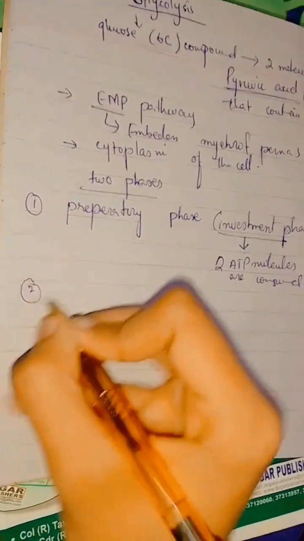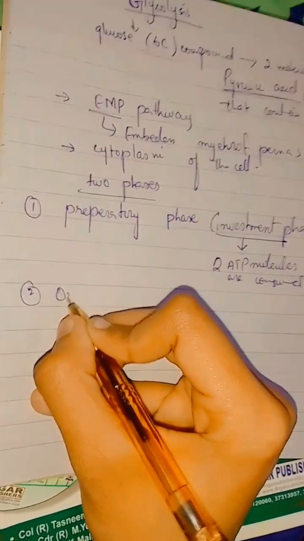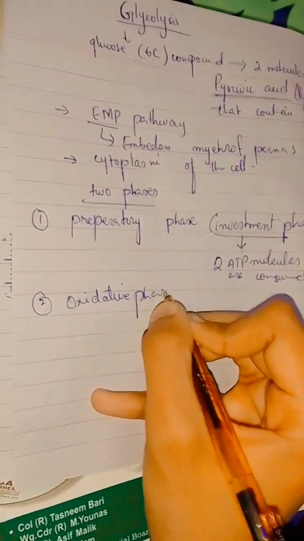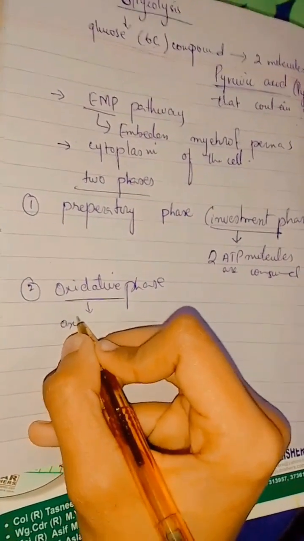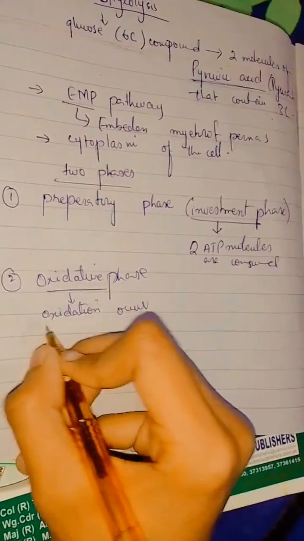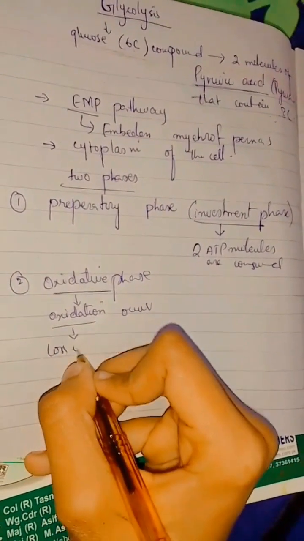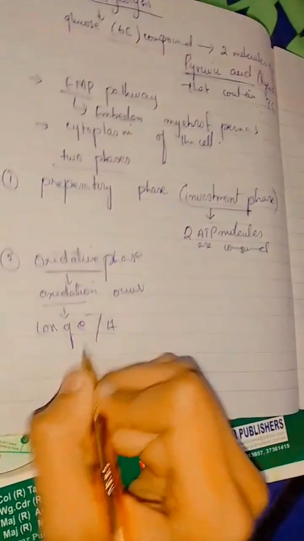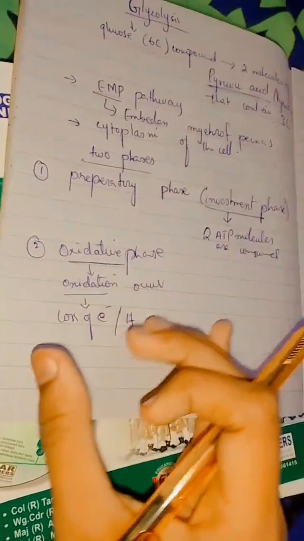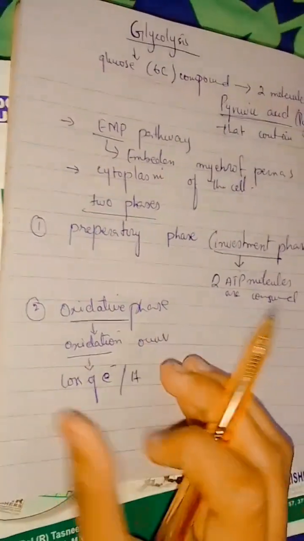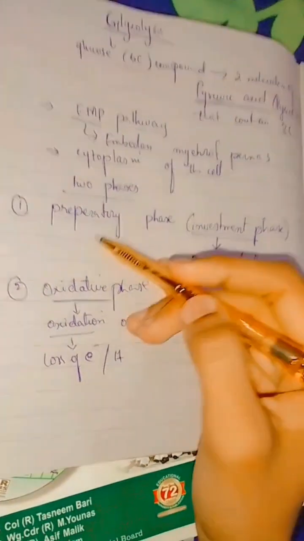The second phase is the oxidative phase. Oxidative phase means the name is showing that here oxidation will occur. What is meant by oxidation? Oxidation means a loss of electron, or we can say a loss of hydrogen. So basically in this phase oxidation will occur. So these are the two phases.